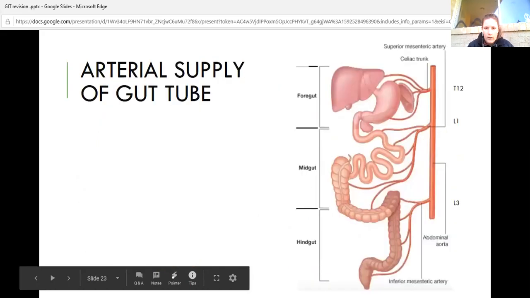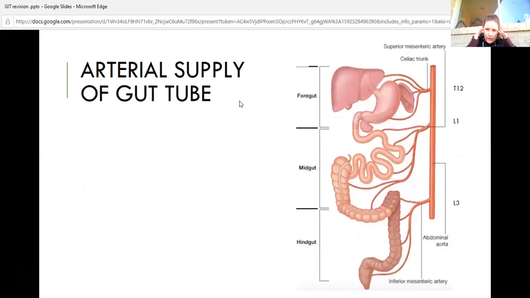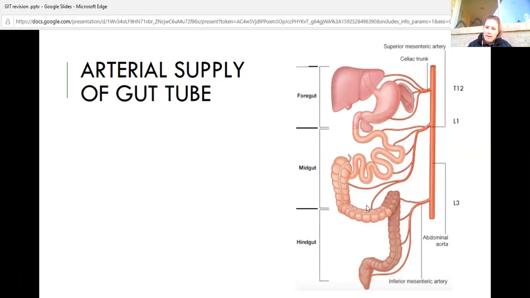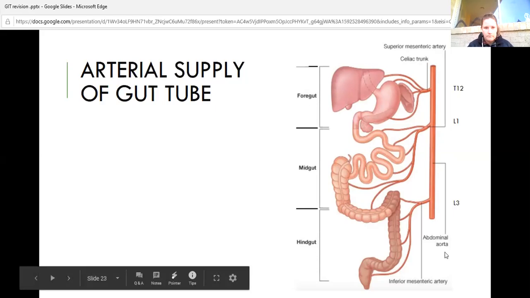All right, so a quick overview of the arterial supply. I really find that if I can visualize a diagram, it makes it way easier. I don't really have to remember much. So your celiac trunk is coming off at T12, as I mentioned, supplying the foregut. SMA coming off at L1, supplying the small intestines and the ascending and transverse colon. And then coming off at L3 is your IMA, supplying the rest of your hindgut.